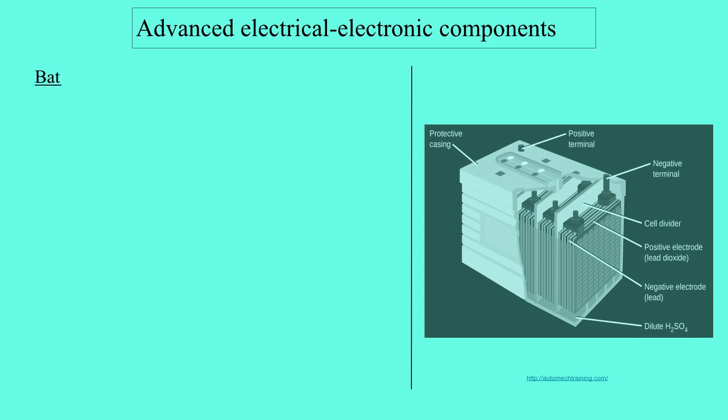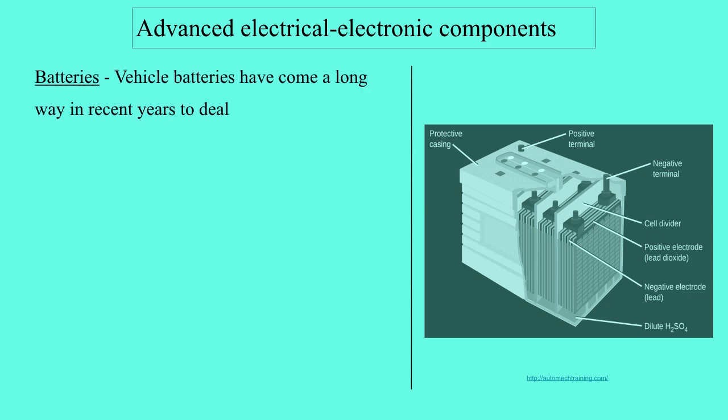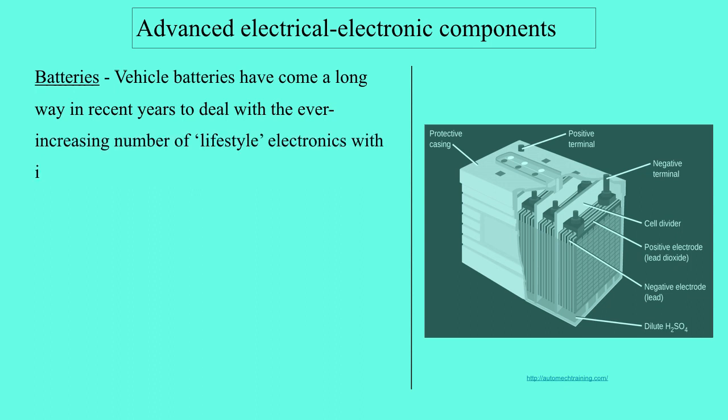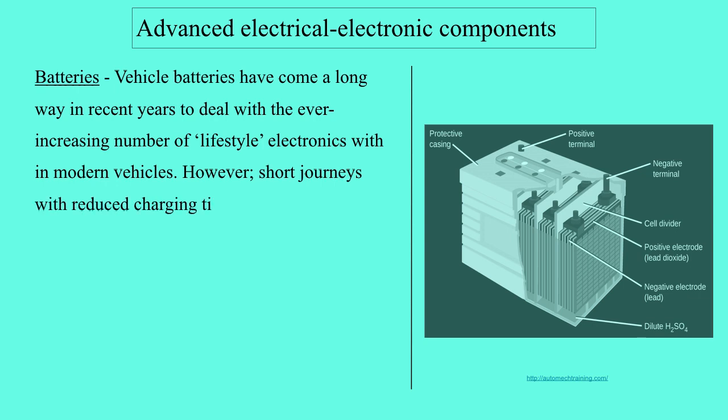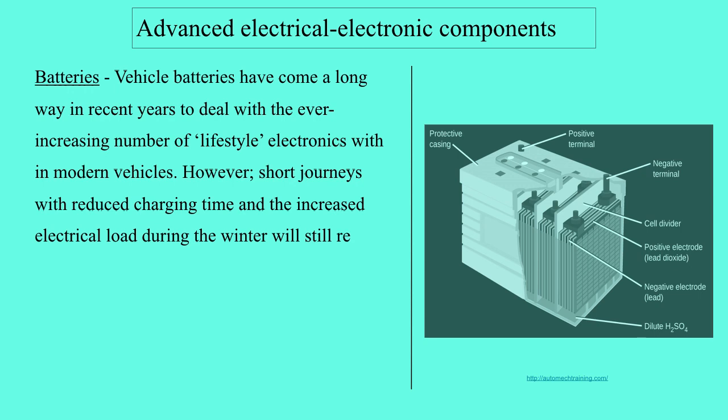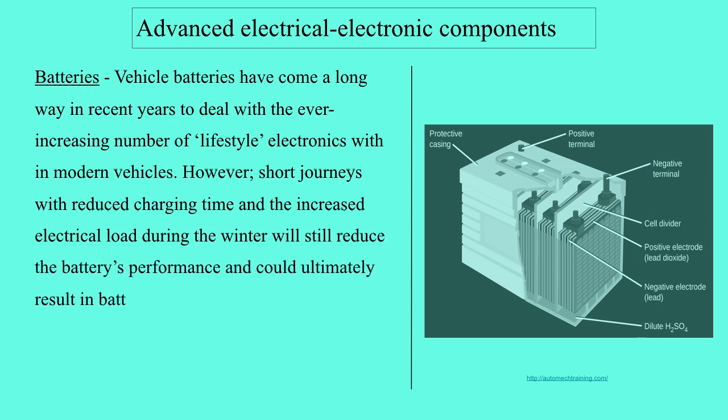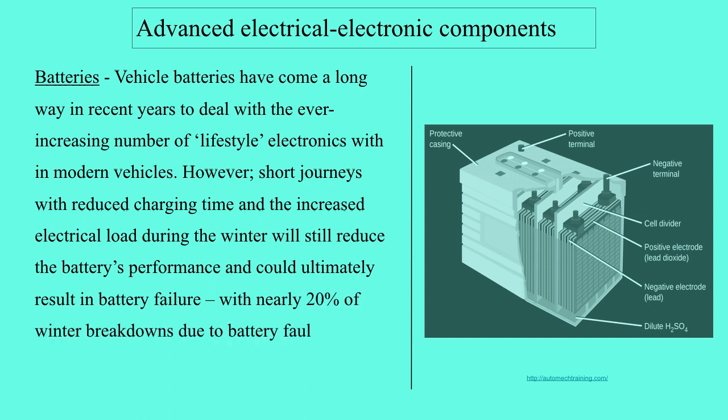Batteries. Vehicle batteries have come a long way in recent years to deal with the ever-increasing number of lifestyle electronics within modern vehicles. However, short journeys with reduced charging time and the increased electrical load during the winter will still reduce the battery's performance and could ultimately result in battery failure, with nearly 20% of winter breakdowns due to battery faults.